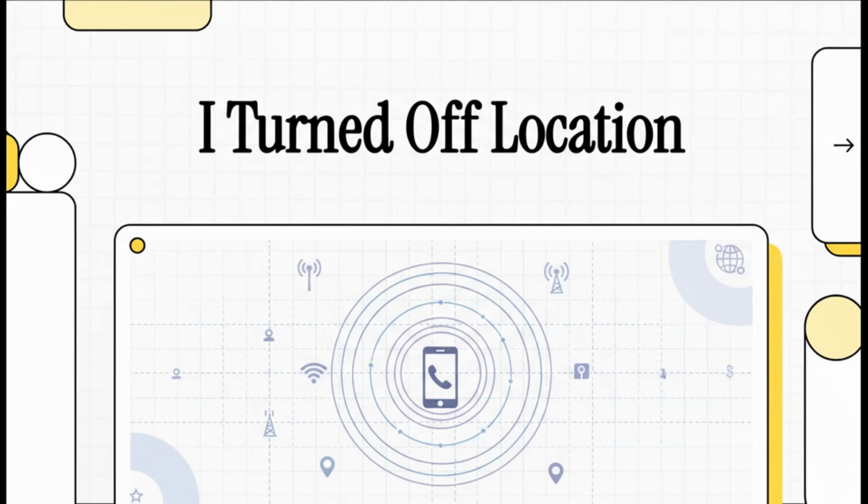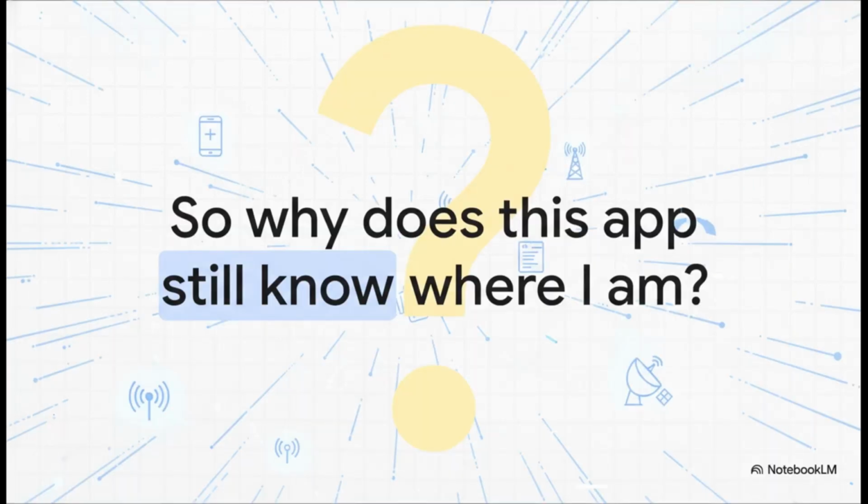I turned off location. So, why does this app still know where I am? It's that weird moment of confusion so many of us have had. Let's actually break down what's happening.